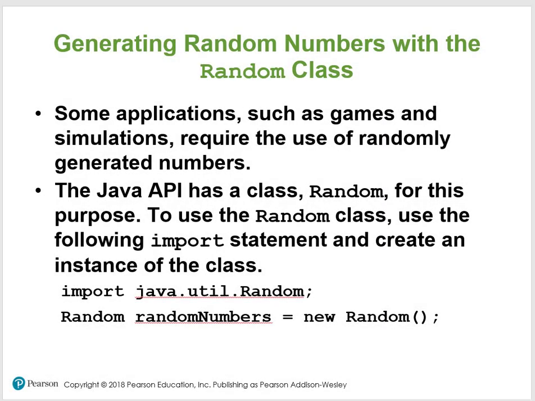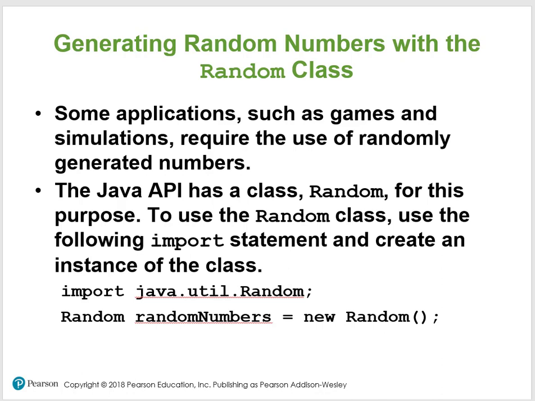So this is one of the last parts. I think it's part A, B, C, D, E, the fifth part of chapter 5, and it's going to be a short part. It's what's called generating random numbers with the Random class.